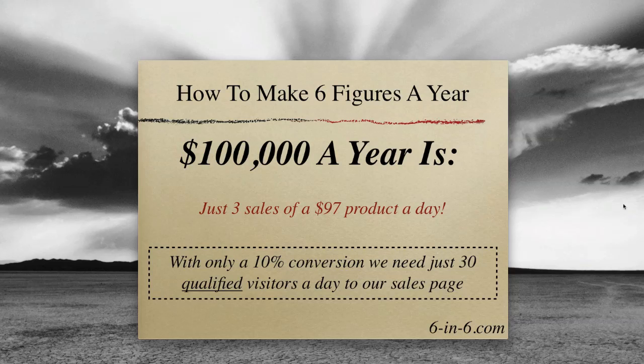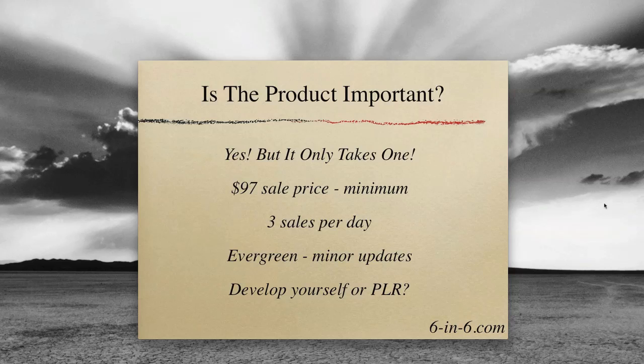Now imagine what you could do if you created several $97 products. Instead of making $100,000 a year with 1 product, selling 3 of those a day, you can make $200,000, $300,000, $400,000, $500,000. How many different $97 products can you create and generate enough traffic for only 3 sales a day? So is the product important? Yes, but it only takes 1 to make $100,000 a year.